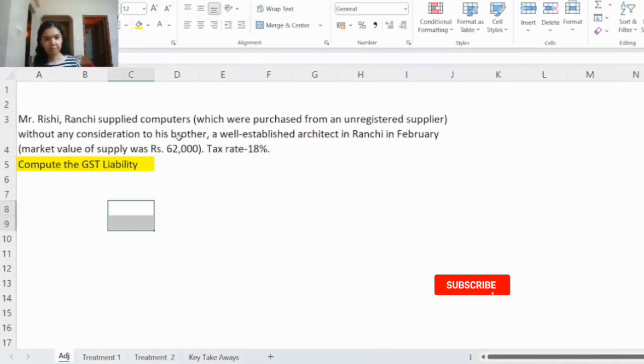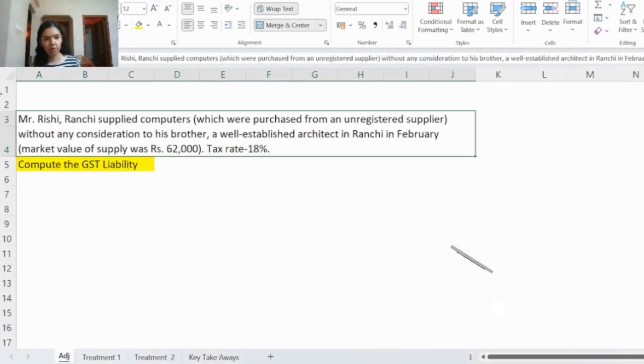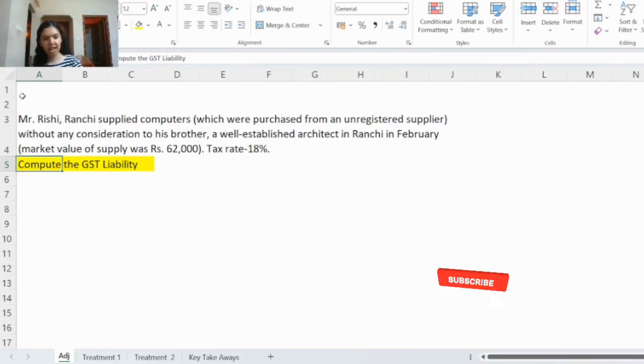So this is the adjustment that we have for today. Let's read it out. Mr. Rishi from Ranchi supplied computers which were purchased from an unregistered supplier without any consideration to his brother, a well-established architect in Ranchi, in February. The market value of the supply was rupees 62,000. The tax rate is 18%. Compute the GST liability. So now first let's understand the transaction in the question.